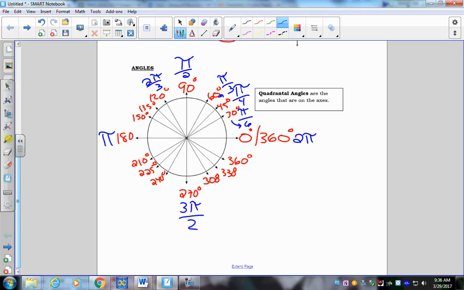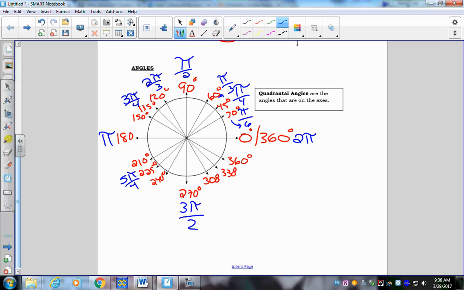135, the reference angle is 45. Okay, so how many times does 45 go into 135? 3 times. So it's 3 pi over 4. Let's actually go around. Let's do all the 45s. They're all the middle ones. Okay, so now I'm up to 225. So how many times does 45 go into 225? 5 times. So this is 5 pi over 4.